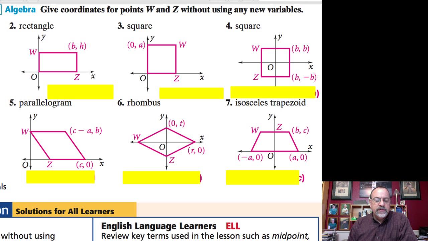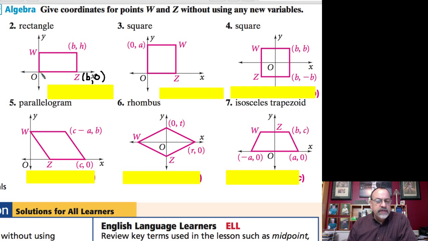Plus the fact that I know that opposite sides of a parallelogram or of a rectangle are congruent, and I'll be able to write the coordinates in that way. So the distance from here to here is going to be the same as the distance from here to here, and that's given by the x value. So I know that the length of this is going to be b, and then I don't go up and down, so that's 0. So the coordinate of z would be b, 0.